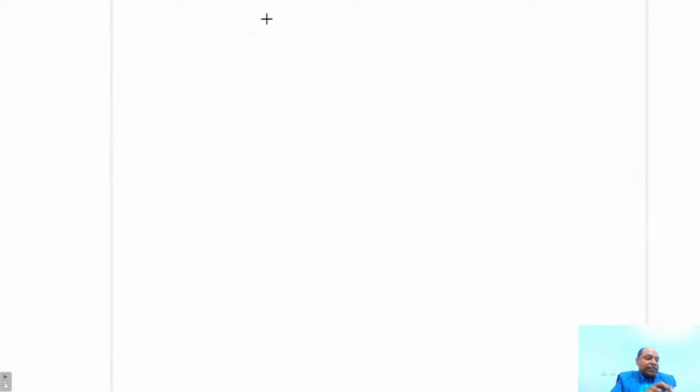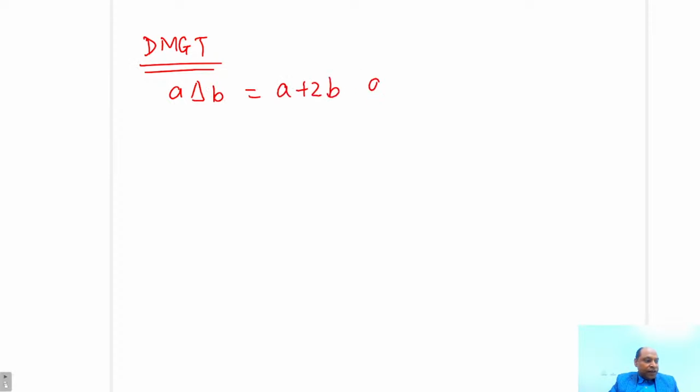Next, let's take another question, and that particular question is from group theory. The question is from DMGT. There are two operators, two expressions given: A triangle B equals A plus 2B, and another operation is given as A square B equals AB. Then we need to identify the correct options.